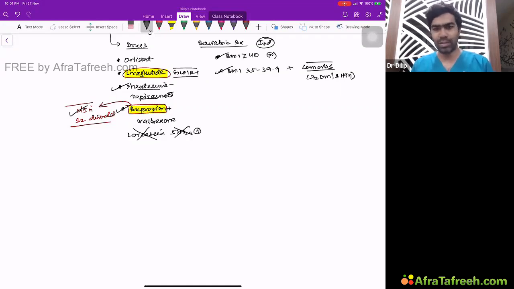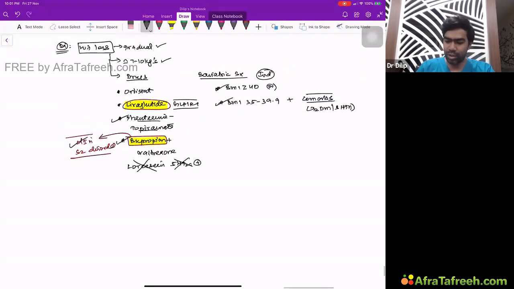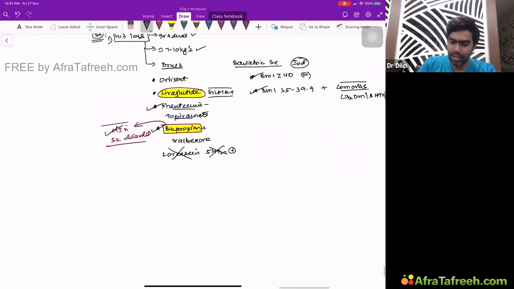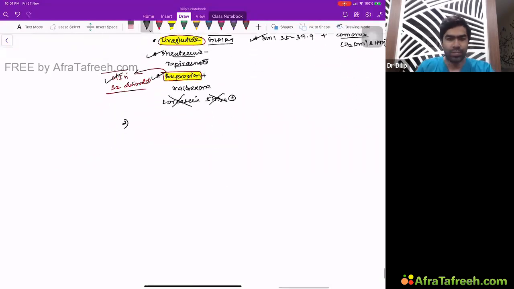Banding is completely reversible. Sleeve gastrectomy is not reversible, and Roux-en-Y gastric bypass is partly reversible but not completely reversible. But that is completely different. You can learn that in surgery. And apart from that, there are some drugs that are supposed to be beneficial in patients with NAFLD. So, what are the drugs that are supposed to be beneficial in patients with NAFLD?